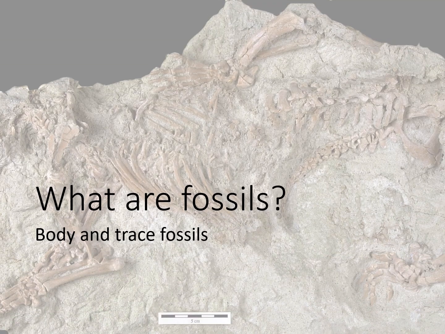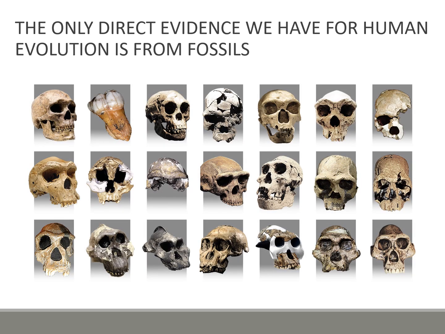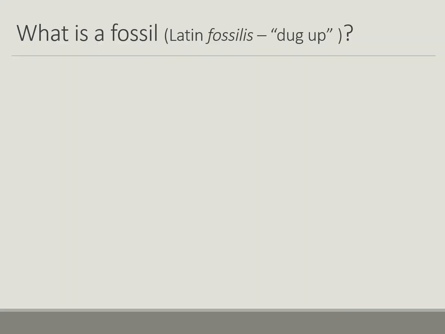Okay, so what are fossils? I just really want to emphasize, I know I mentioned this in an earlier lecture, but the fossil record is of utmost importance in the study of human evolution, aka paleoanthropology, because the only direct evidence we have for human evolution is from fossils. What hominins look like, how they behaved, what they ate, when and where they lived. We can only really learn about those things through the fossil record.